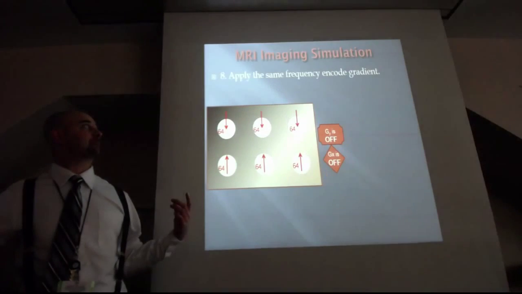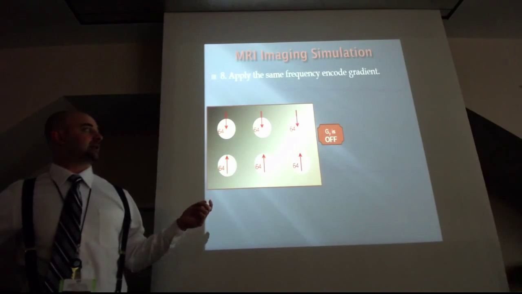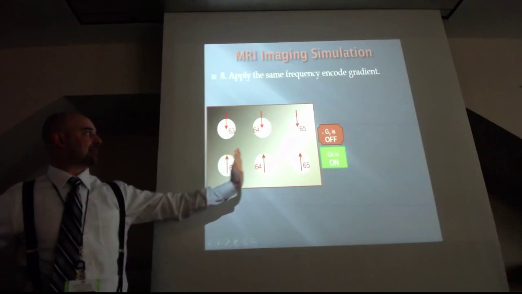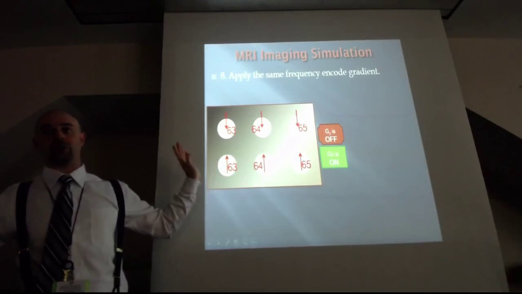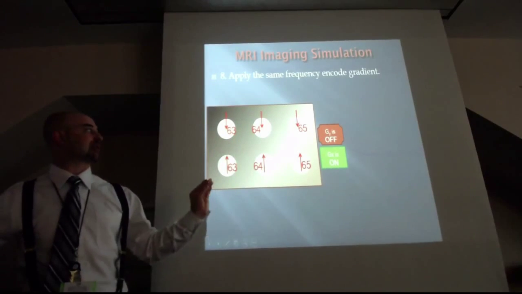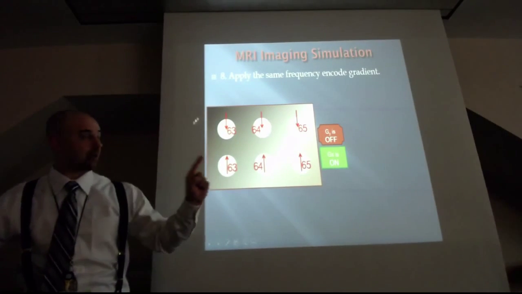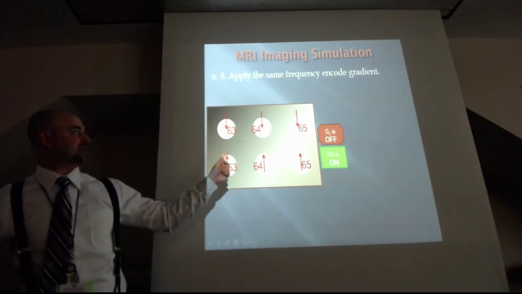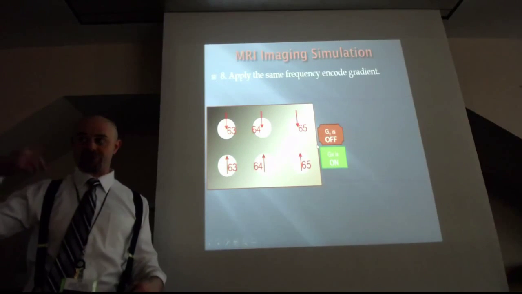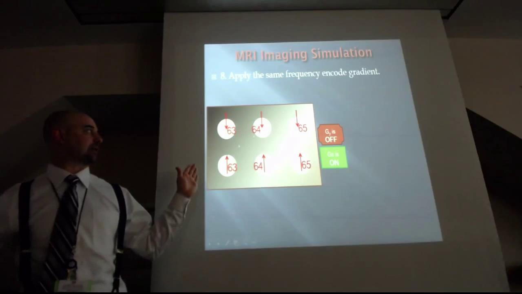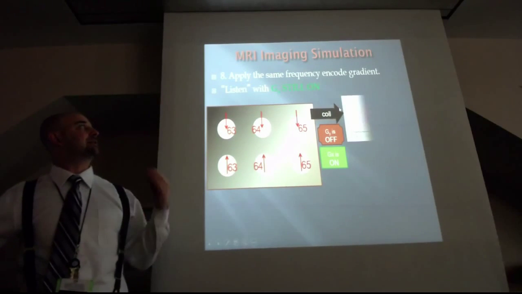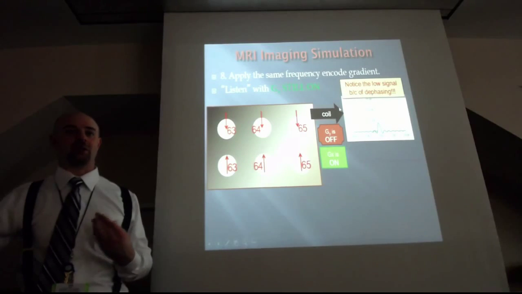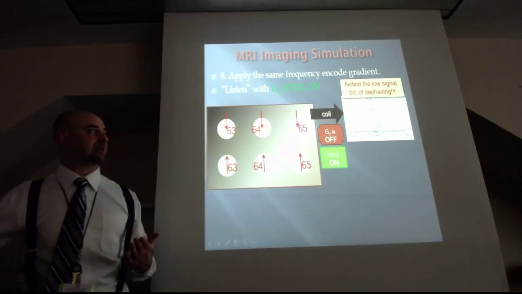So when we do that, notice GX is on. Same thing happens. Now from left to right, there's a gradient or a difference in their precessional frequencies. Notice, however, that they're out of phase with each other. So they're precessing at the same rates vertically, but they're 180 degrees out of phase with each other. Okay. We listen while GX is still on, of course, as we always do, and we get this sinc function.